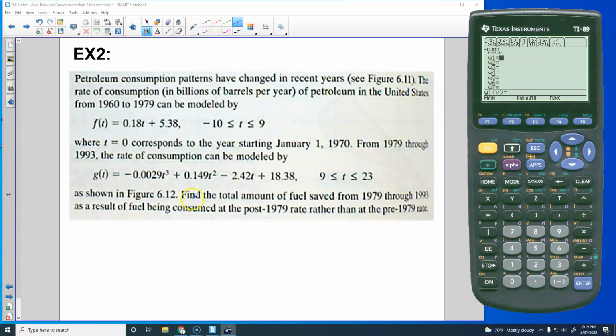Okay. The question is, you're supposed to find the total amount of fuel saved from 1979 through 1993 as a result of the fuel being consumed at the post-1979 rate. Basically, post-1979 rate, that's the second equation. We've got to find the difference between the two. So we're going to put these in.